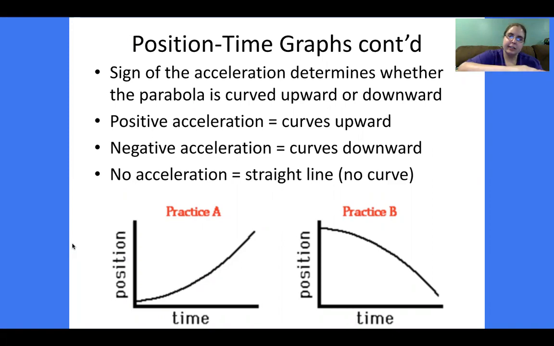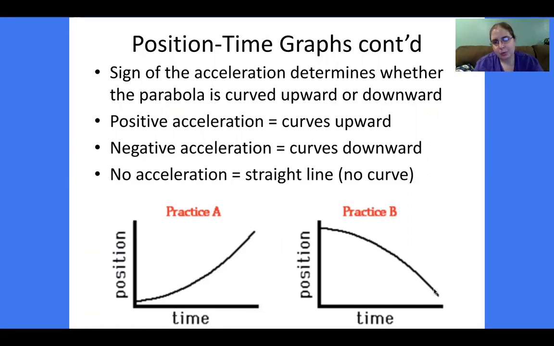If we see an upward curve, like in this first picture, that's a positive acceleration, which makes sense because, as you notice, it's increasing the position. So that means it's getting farther away from the starting point. So it's going to be positive acceleration, meaning they're speeding up and the acceleration is in the forward direction.